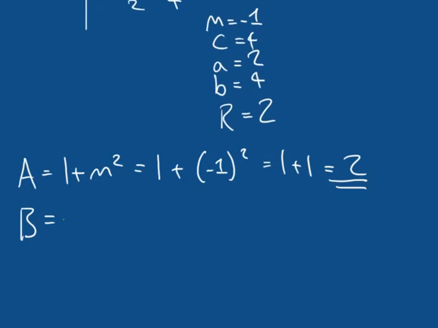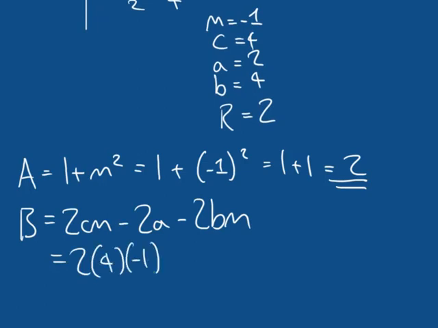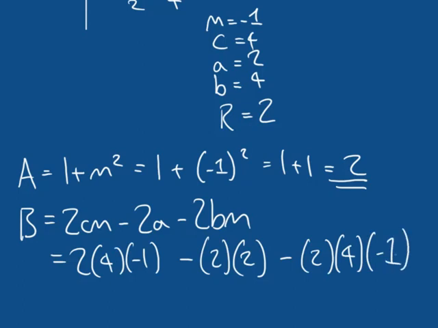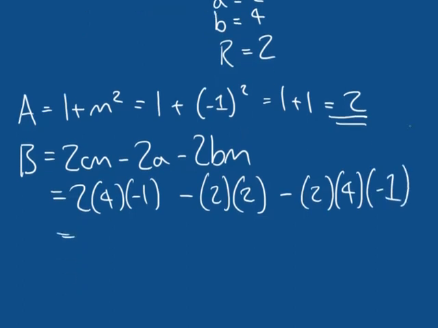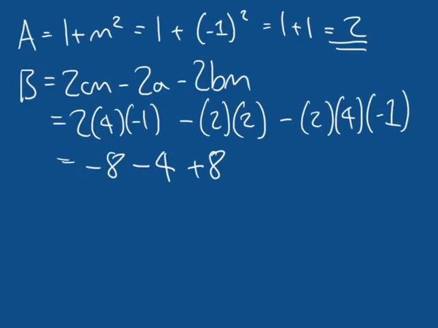B is equal to 2cm minus 2a minus 2bm, which is equal to 2 times 4 times -1, minus 2 times 2, minus 2 times b is 4, m is -1, so that's equal to 2 times 4 is 8, times -1 is -8. 2 times 2 is 4, so -4. 2 times 4 is 8, times -1 is -8, times the negative here becomes +8. So hopefully you can see that our -8 and +8 here are going to add together to form 0, meaning the result is -4. So B is equal to -4.